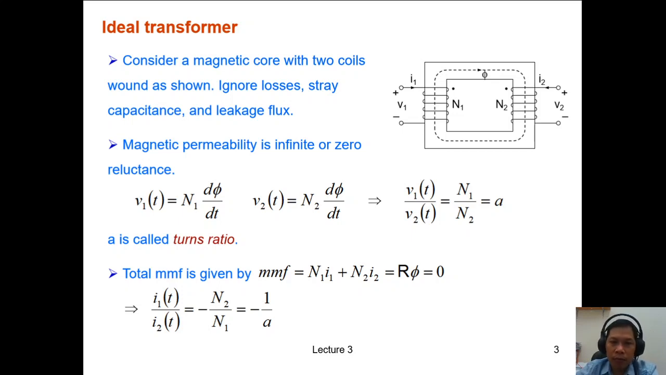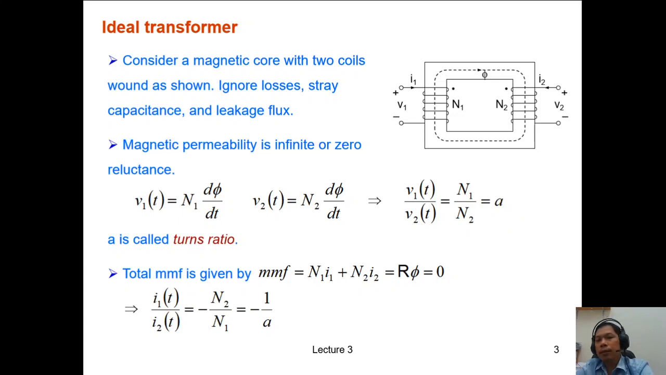In other words, we have zero reluctance of the core, and therefore we can write the first equation for coil 1, V1 equals N1 d phi by dt. It's the same phi going through both coils. So on coil 2 we have V2, which is d lambda 2 by dt. Both are varying with time, but the ratio between V1 and V2 is a constant, N1 divided by N2, and we call it turn ratio a.